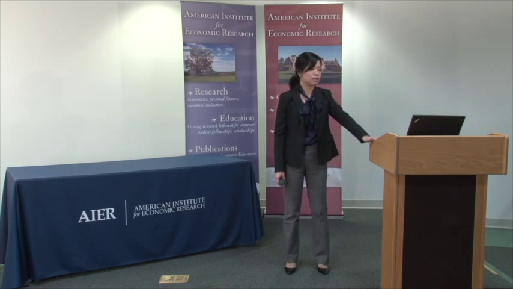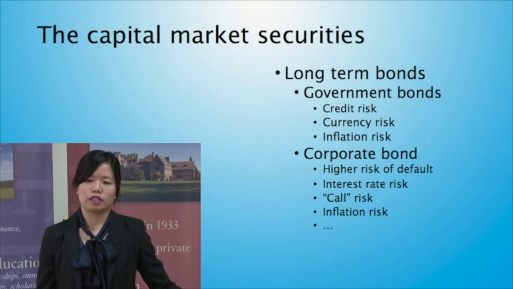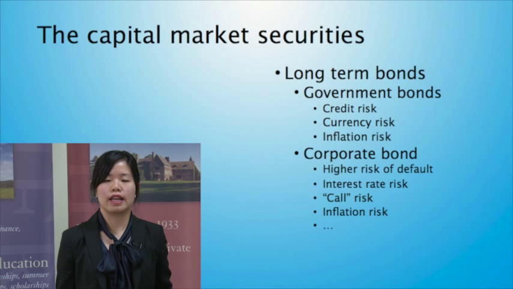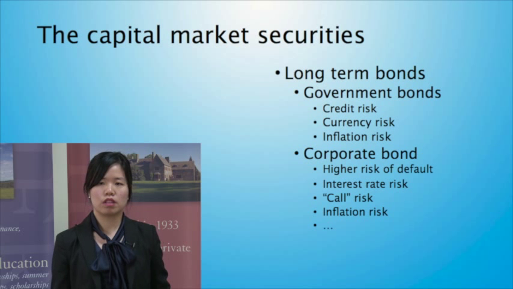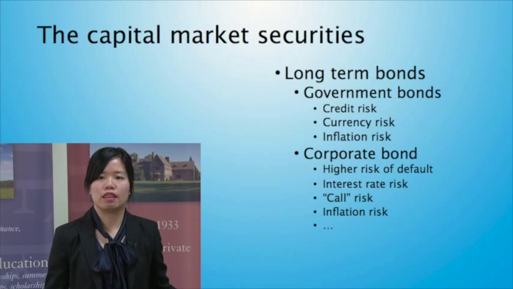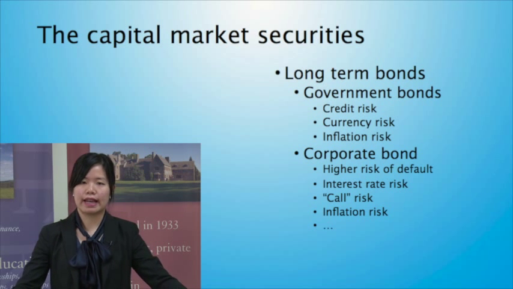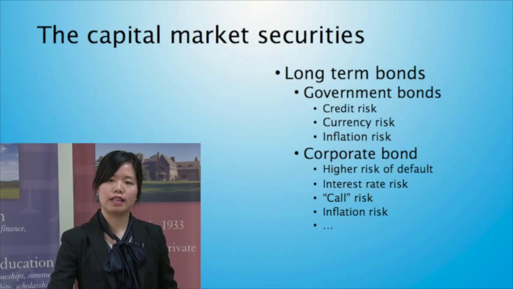And then currency risk. For example, the Chinese government purchased a huge amount of US Treasury bonds. So now the US dollar has been depreciating a lot. So when they mature, China can only get US dollars. But since the US dollar has been depreciating, when they convert US dollars to Chinese yuan, they get much less. This is your currency risk.